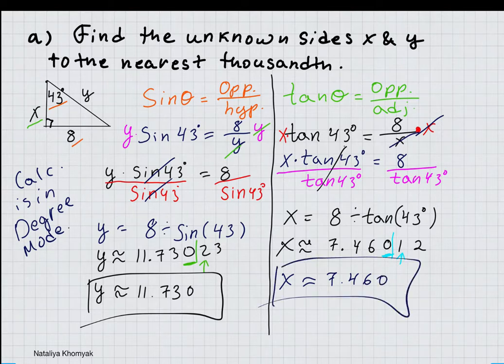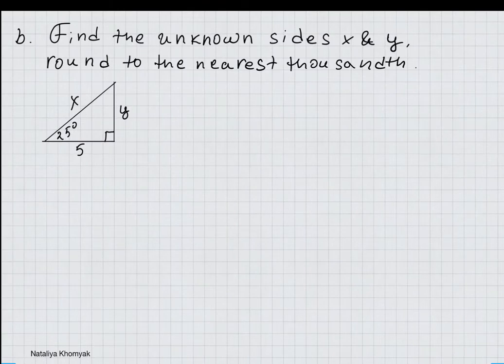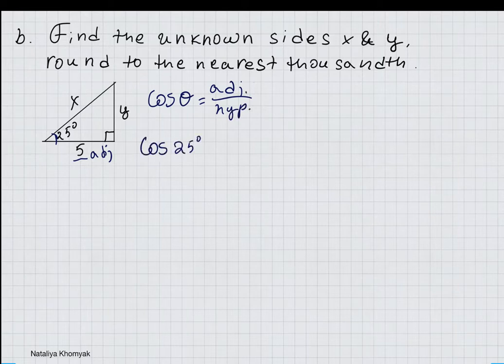And this is the second solution. Here we have to find unknown sides x and y again. However, the location of the given side is different. The given side is adjacent to the angle of 25 degrees. So I'm going to use cosine of an angle equals adjacent side divided by hypotenuse. So we get cosine of 25 degrees equals adjacent side, which is 5, divided by hypotenuse, which is x.